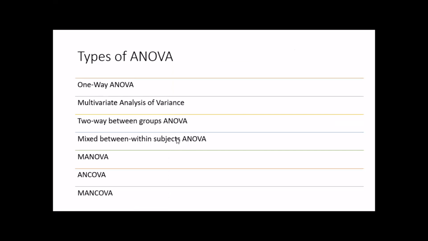There are different types of ANOVA: one-way ANOVA, multivariate ANOVA, two-way between-group ANOVA, mixed between-within, and all of these types can be used for performing moderation analysis, and they provide very detailed analysis for comparing different groups. Particularly, ANCOVA and MANCOVA are the two specific types of ANOVA used when you are using control groups, just like in experimental studies, where you use different control groups to compare the effect of the treatment that you are introducing.